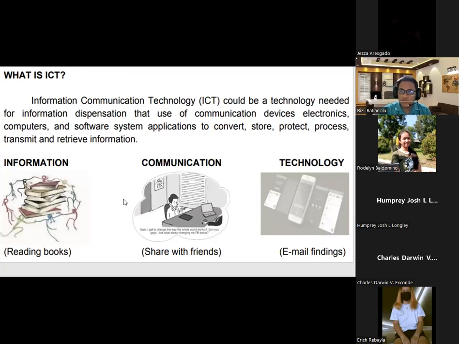Okay, so by sinabing information, if we are going to decipher the three terminologies, when we say information, we are going to talk about reading books. Okay, that's one of acquiring information. We can read books. When it comes to communication naman, okay, we can share with friends. Okay, so how are we going to share that with our friends? Okay, we can use technology. Okay, so pwede tayong gumamit ng mga email. Okay, so that's what ICT means. So information, communication, technology.